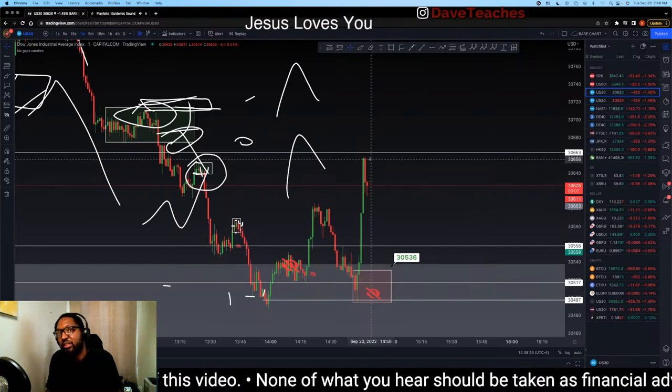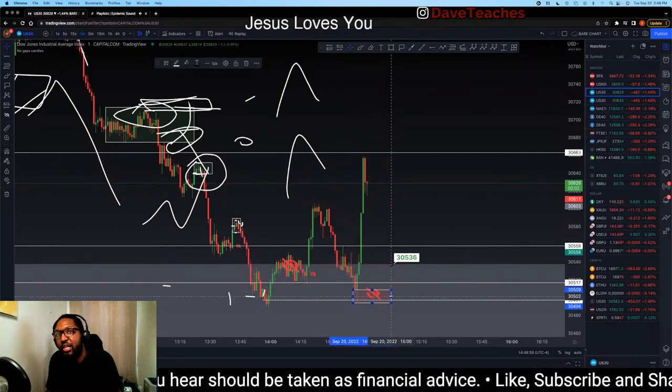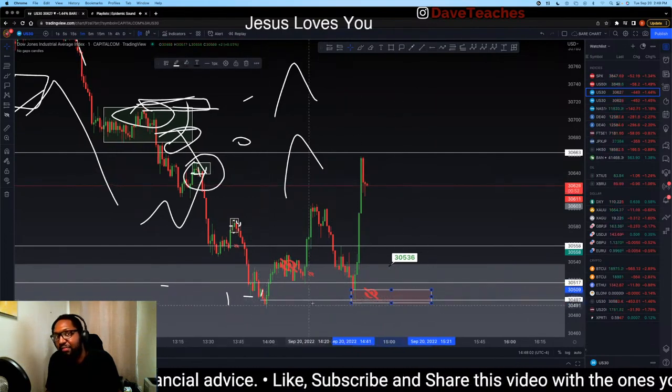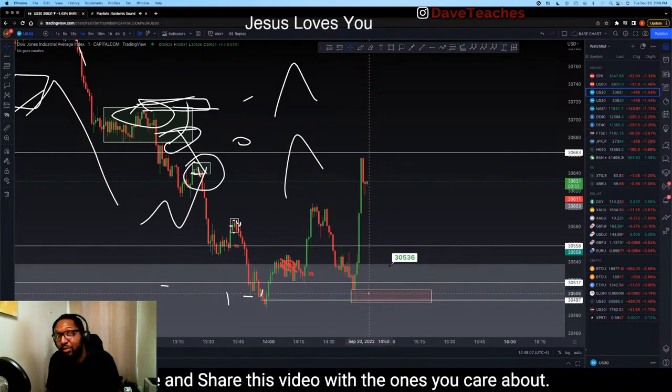But this broke structure to the top side, as you guys can see. What you might first get is a reaction here at this wick. This wick stabbed into this S&D to the left. So that's what makes this wick a hidden S&D valid.